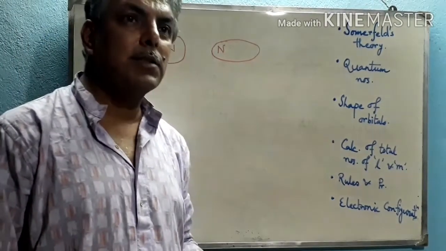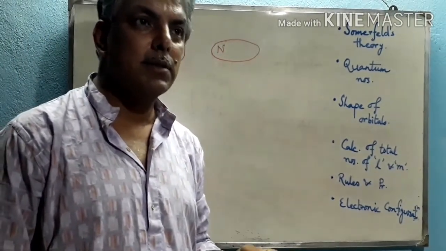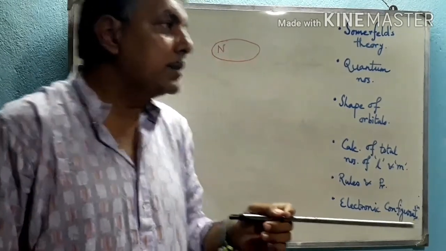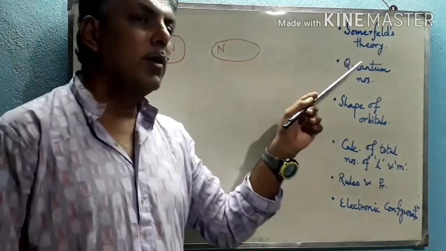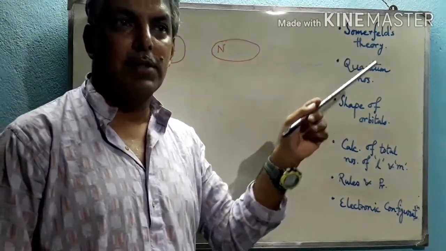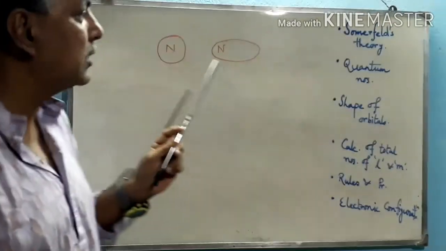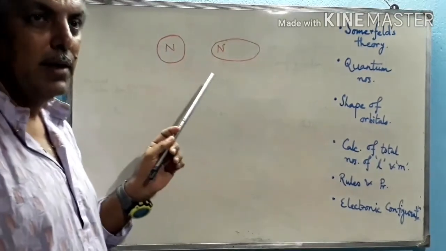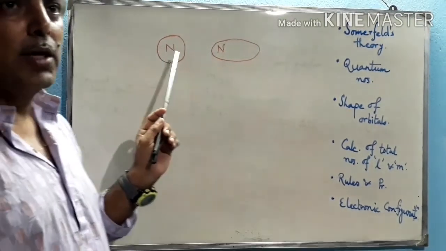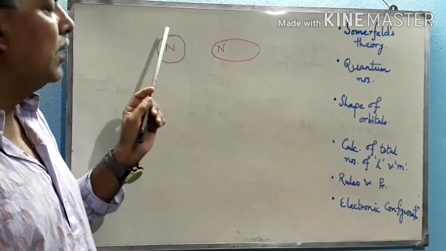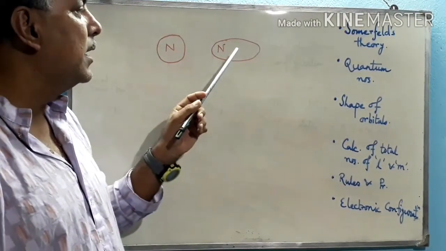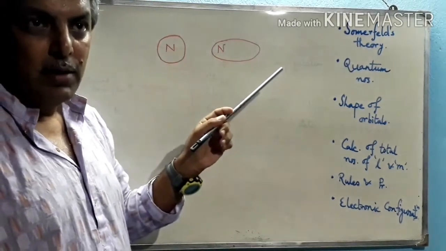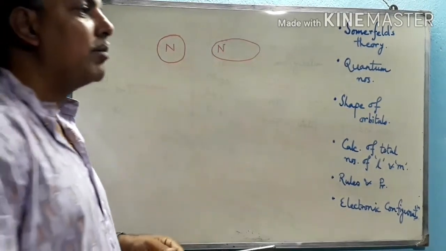In our last class, we already discussed the limitations of Bohr's theory. Today, we are discussing first Sommerfeld's theory. Sommerfeld proposed that there are two types of pathway. One is a circular pathway around the nucleus, the orbit in which the electron revolves around the nucleus, and another is an elliptical pathway in which the electron revolves around the nucleus.